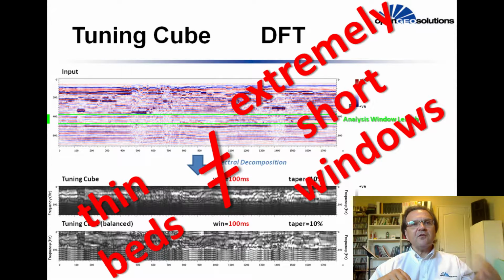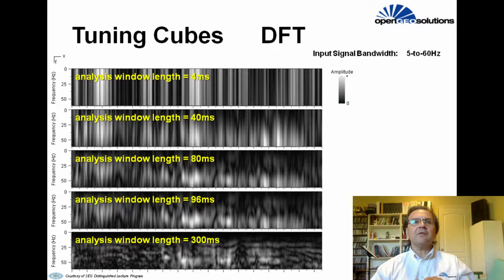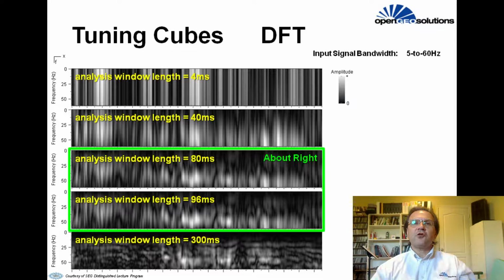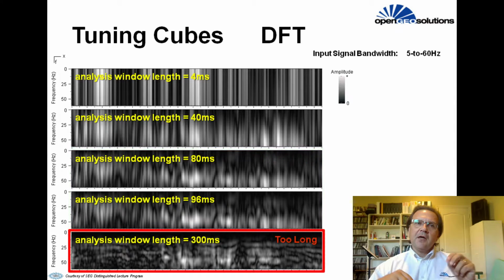Targeting thin beds does not equate to using extremely short windows. The length should be long enough to capture the local tuning characteristics of interest, but not so long that it captures too much geologic content. An overly long window will lead to a geological image that is overly confused and difficult to unravel.